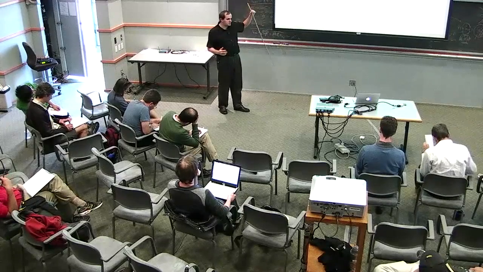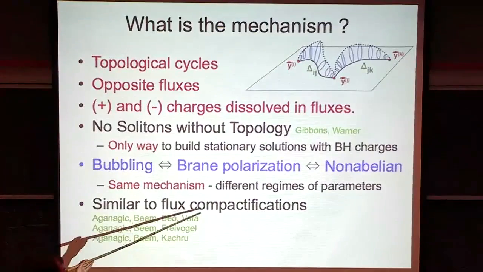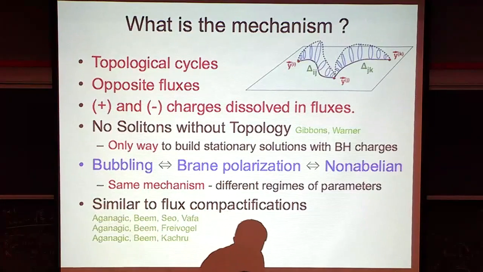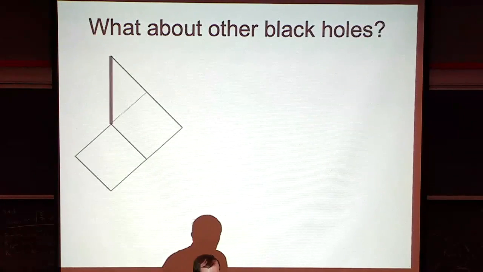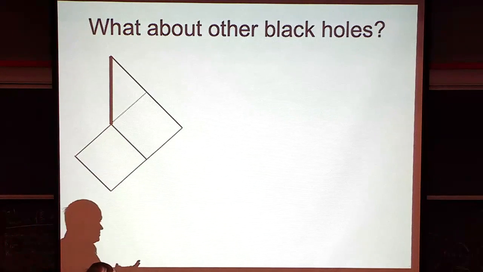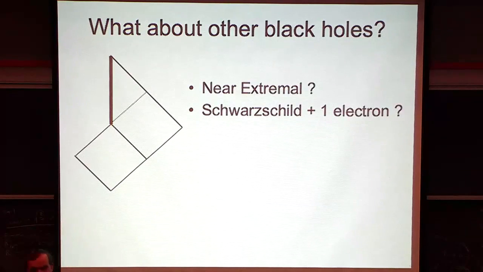The story here is the same, it's just that you have three charges and the equations are a bit more complicated, but it's really the same story. You have some manifold with some topology. In some region the charge is positive, in some region the charge is negative. Now, what about other black holes? The point is, we have done these near-extremal black holes, but if I give you this Penrose diagram and I ask you this is the Penrose diagram of what? It can be the Penrose diagram of near-extremal black holes, or it can be the Penrose diagram of a Schwarzschild black hole with one electron. It's exactly the same Penrose diagram. If there's no rotation, it's exactly the same Penrose diagram.